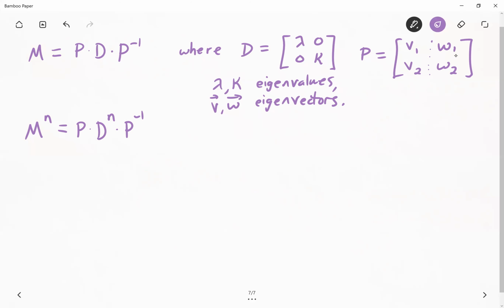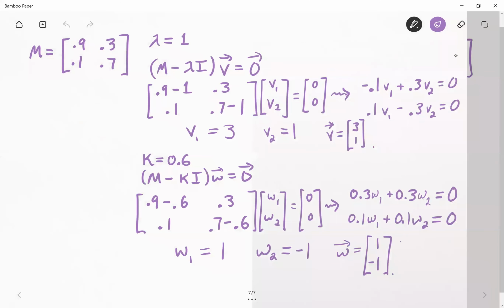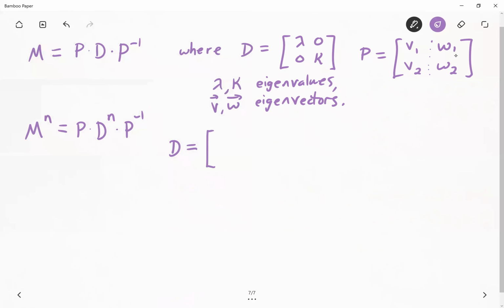All right, so we have our values from before. Let's go back a slide. Our eigenvalues are 1 and 0.6. Our eigenvectors are 3, 1, and 1, negative 1. And so D is going to be 1, 0, 0, 0.6. Then P, which contains the eigenvectors: the first eigenvector was 3, 1, and the second eigenvector was 1, negative 1.